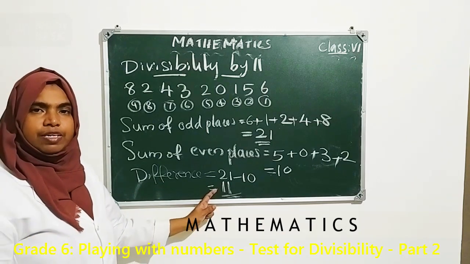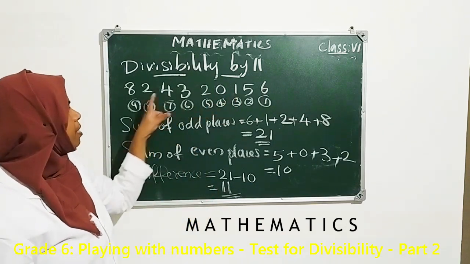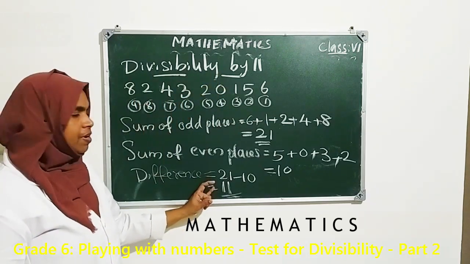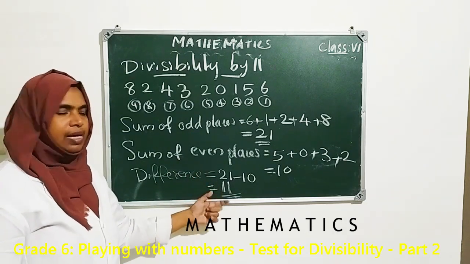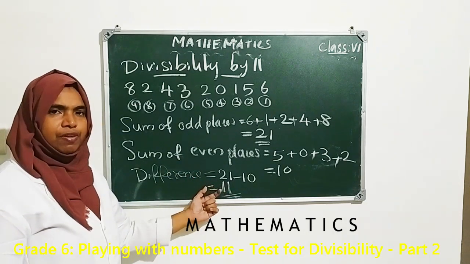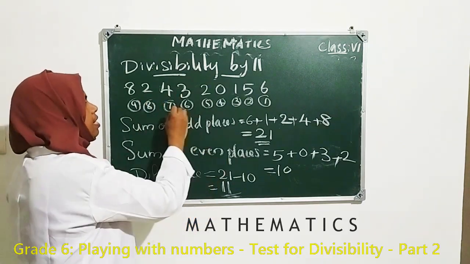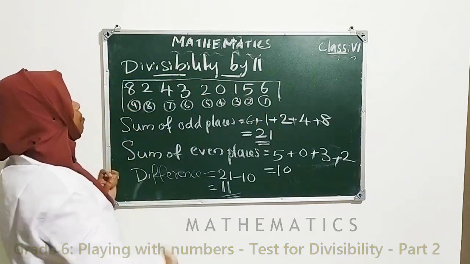The difference is 11, so we can say that this number is divisible by 11, because the difference we got is 11, which is a multiple of 11, or 0. 11 is a multiple of 11. So we can say that this number is divisible by 11.